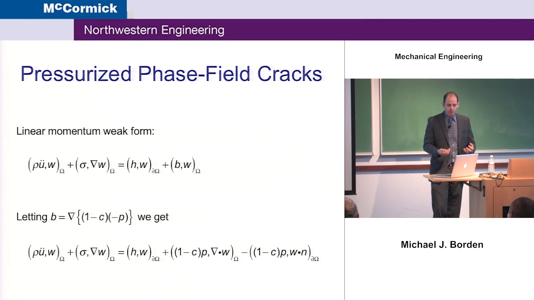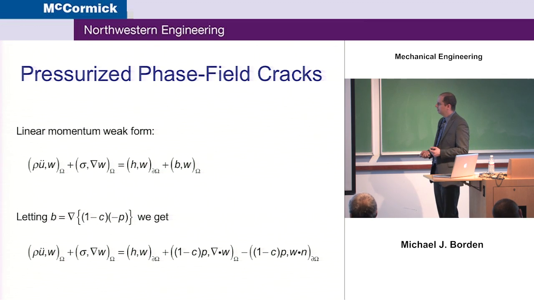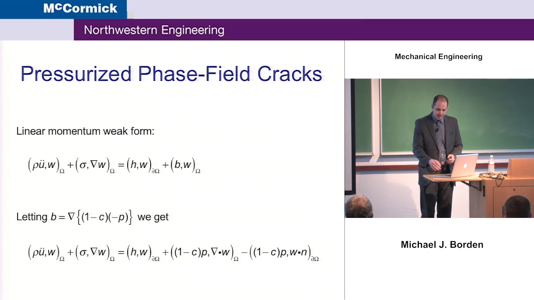So looking at pressurized cracks, a simple way to do pressurized cracks is to first look at the linear momentum weak form. We look at the body force and we say, okay, we're going to apply a body force that's a function of a pressure and also the phase field. The phase field is equal to 1 when there's no damage, so we'll have no pressure gradient. If it's equal to 0, then a pressure gradient will show up in our equations. The weak form will look like this. Now the pressure shows up, and then we have some boundary conditions with the pressure.